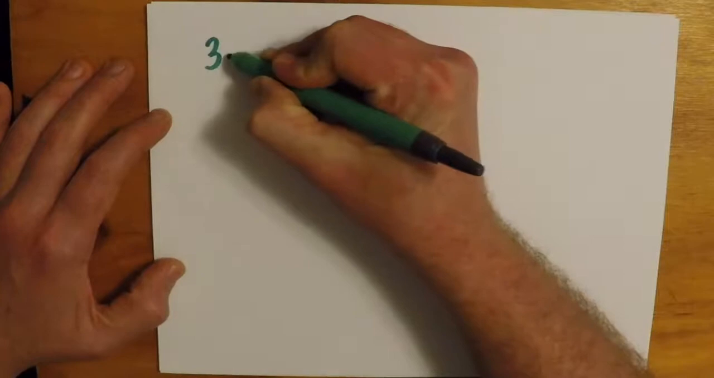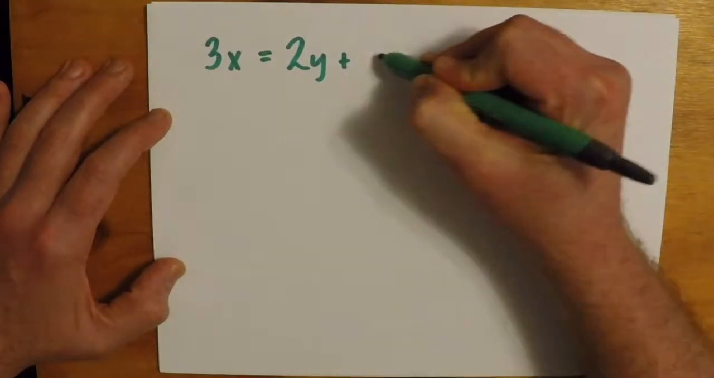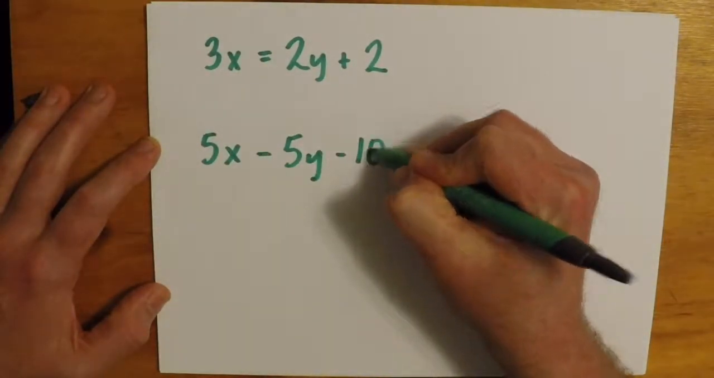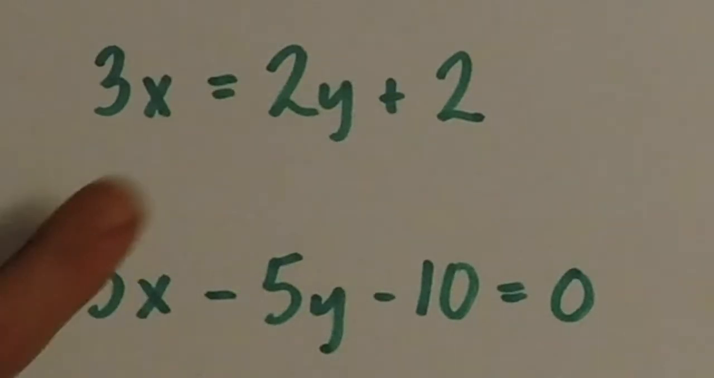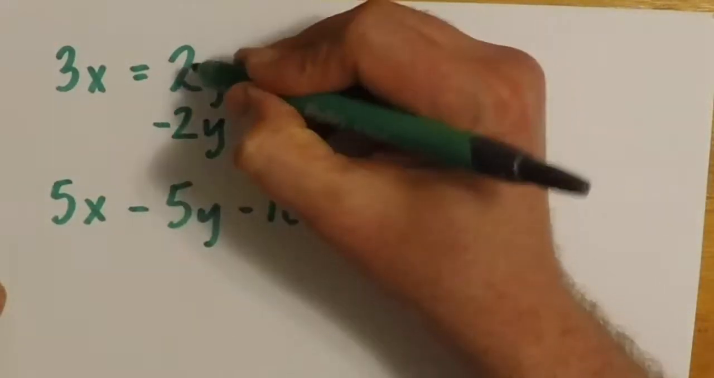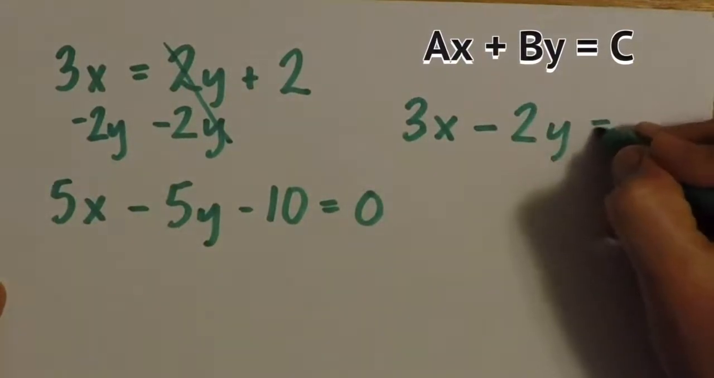Here is an example for us to work on. 3x equals 2y plus 2. 5x minus 5y minus 10 equals 0. To reach our first goal of writing these equations in standard linear form, we first need to subtract the 2y from both sides of the first equation. This puts the first equation in standard linear form.